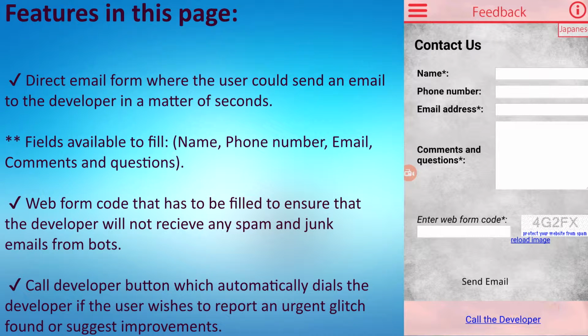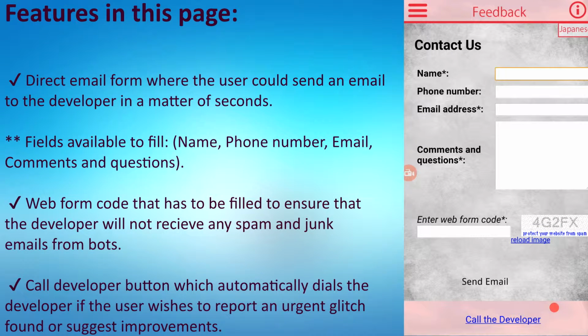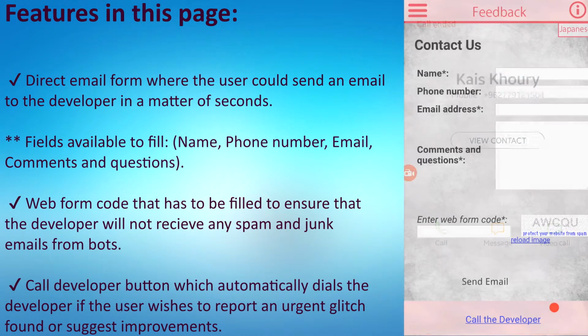So you just have to fill in your name, your phone number, which takes a moment to open the keyboard, email address, comments and questions, and then you have to enter this security form code just to ensure that my email is not going to be spammed by bots. We can reload the image, which is going to give you another image, and we just press send email for it to send. At the bottom we have a call the developer button, which is going to dial me.